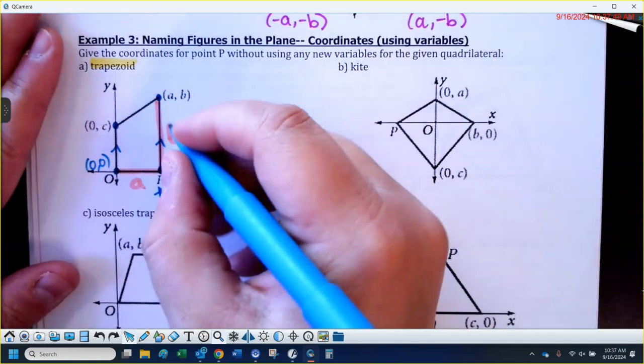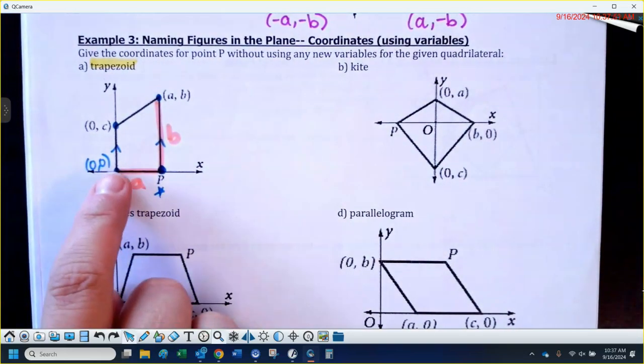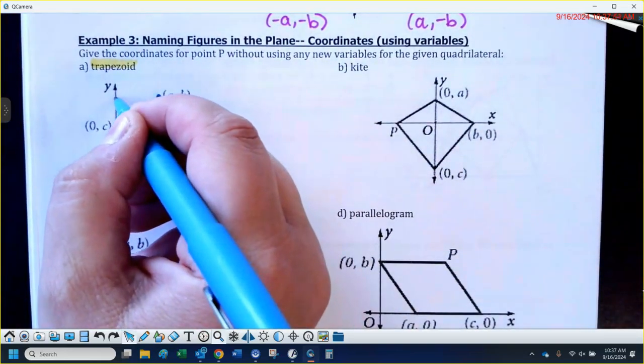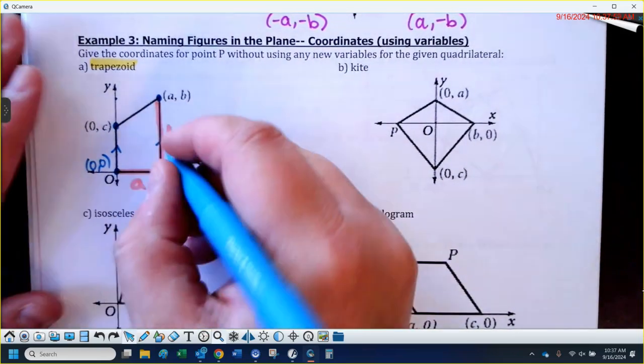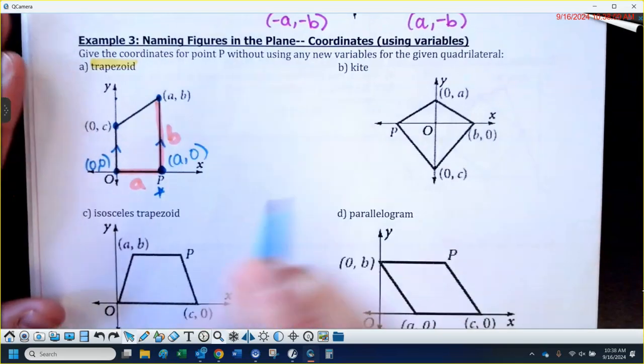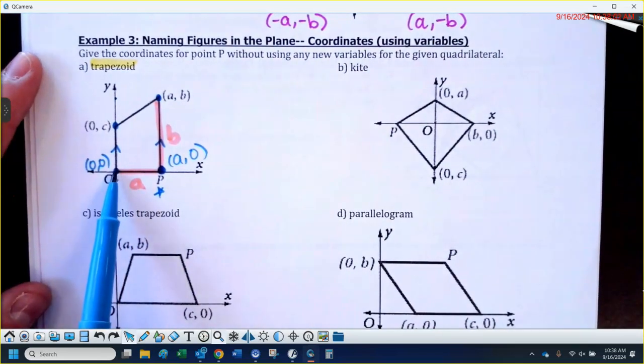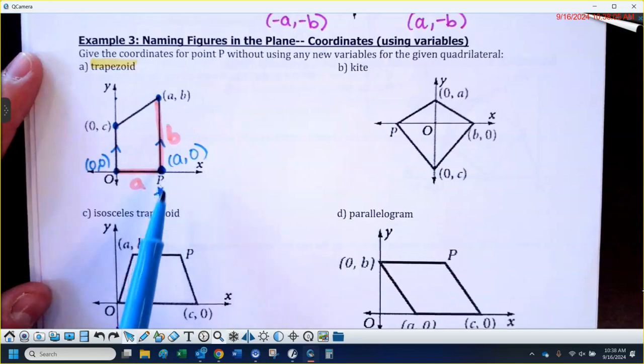Say that one more time. So 0, B would be like up here. Good thought. What do you think? This is A, 0, exactly. So I know this is weird with the letters. I know it is. You're going over A and you're not going up or down.